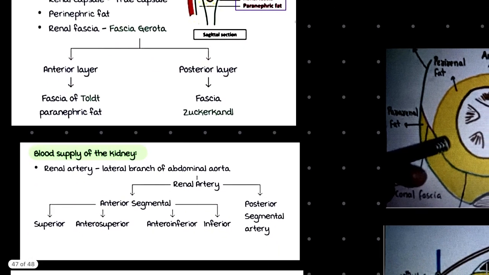Now talking about the blood supply of the kidney, we have the renal artery. This renal artery is a lateral branch of the abdominal aorta, right? The renal artery is divided into anterior segmental and posterior segmental. There are altogether 5 segmental arteries. The anterior segmental consists of 4: superior, anterior superior, anterior inferior, and inferior, and we have the posterior segmental artery. So a total of 5 segmental arteries supply the kidney.